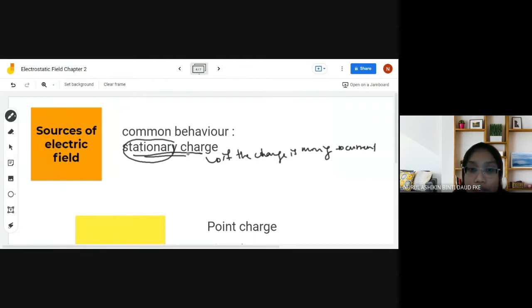So the common behavior of charge: when we say charge, it is static, it is not moving. Once it is moving, it is known as current. So current is not a source of electrostatic field. Only charge will be the source of electric field, or electrostatic field.